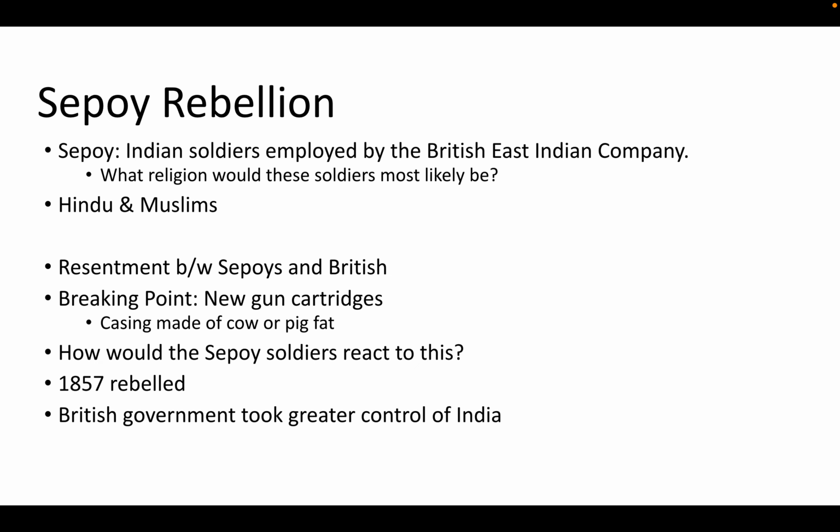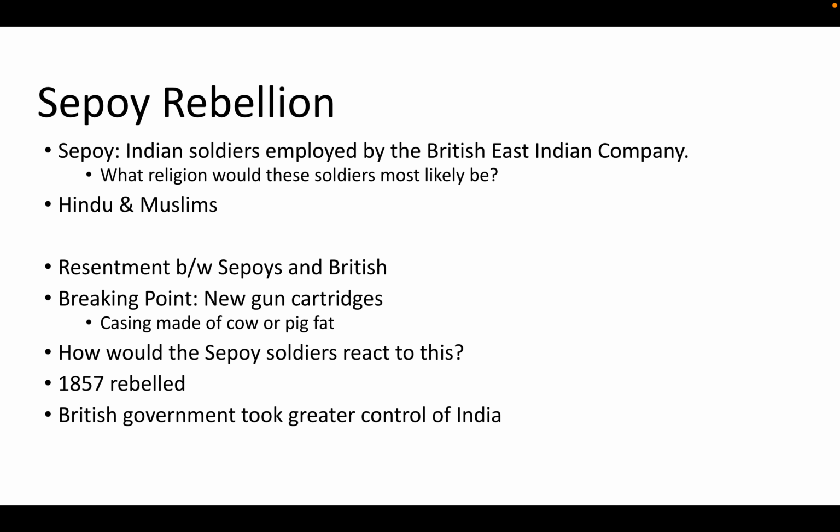So we mentioned in a couple slides previously the Sepoy Rebellion, which is a really important moment because it gives the British Crown direct control over India. Sepoy was the name of the Indian soldiers who were employed by the British East India Company, almost like a private police force. These soldiers were largely Hindu and Muslim because that's what was largely in this region of India.